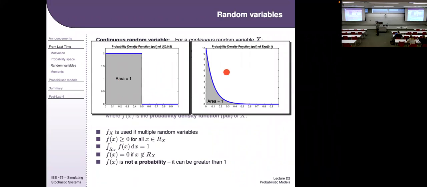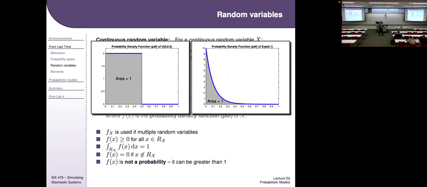Similarly, with an exponential, like here, so this is an exponential random variable with a mean of 0.1, and its density goes all the way to 10. So the density does not need to be bounded above by 1. A density can be anything. It's unbounded from above. It can't be any lower than 0. But the area underneath the density, that's the thing that has to be equal to 1.